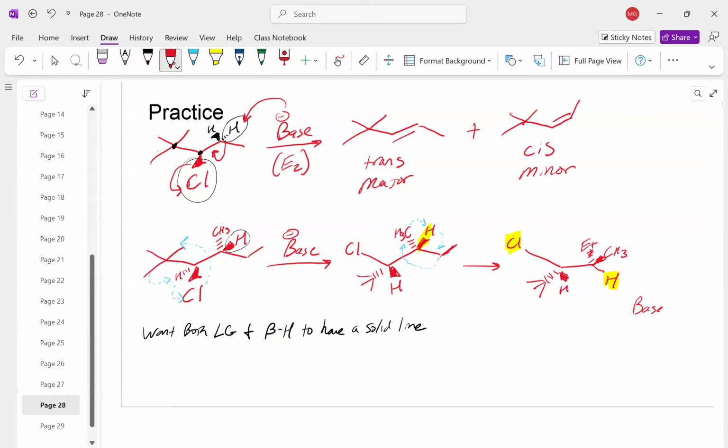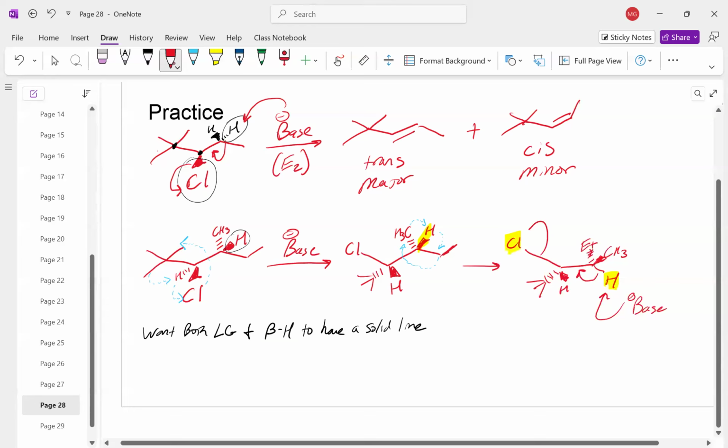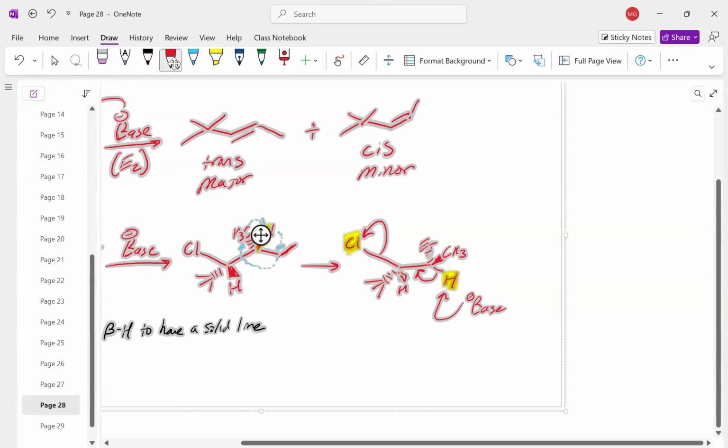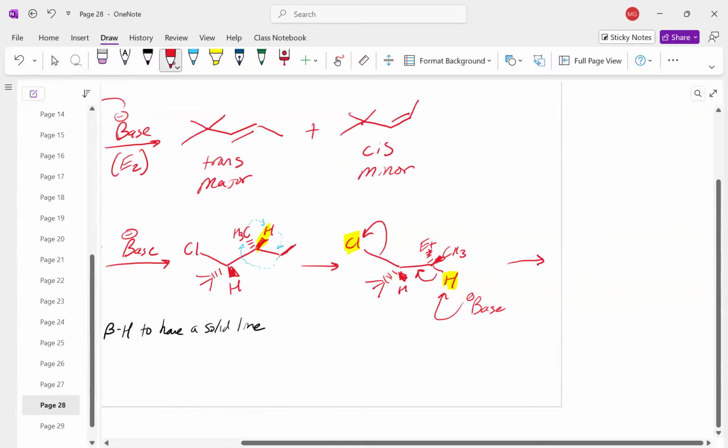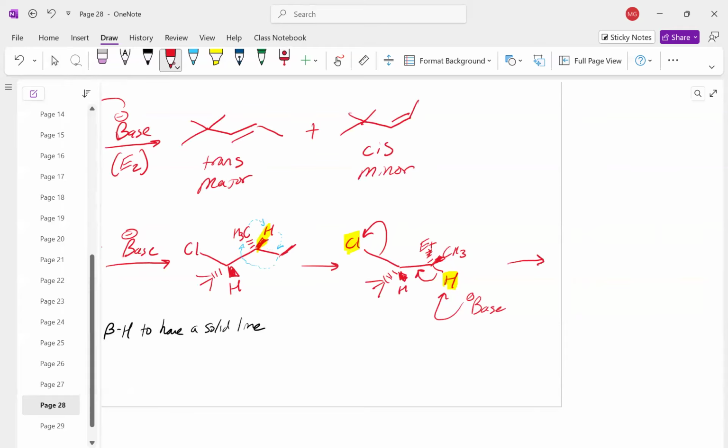So here comes my base, pull the hydrogen off, form the pi bond, kick off the leaving group. So now how do I draw this product? Well, draw your double bond, just start there. And whatever groups have the dashed wedges, you're going to make them cis to each other. So my tert-butyl group will be cis to the ethyl group. And this hydrogen will be cis to the methyl group.